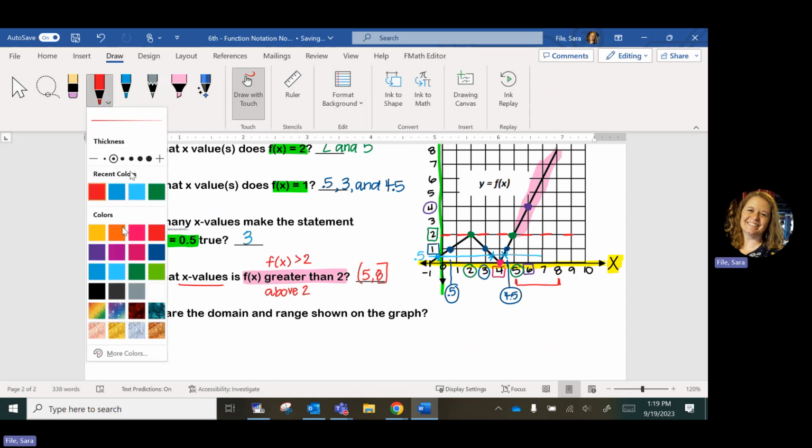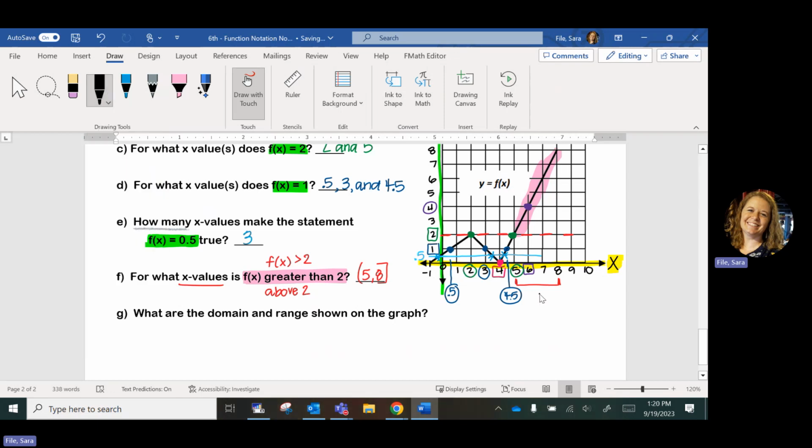Okay, now G takes us back to the basics. What's the domain and range of the graph? So this graph goes all the way from left to right here. So what is that furthest left X value? We said -1, and the furthest right? 8. So the domain is left to right, it's X values, so it's -1 to 8, and it includes both. It's inclusive of the -1 and the 8, because the graph exists at the beginning and end of those line segments.